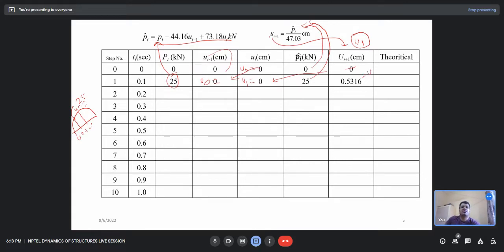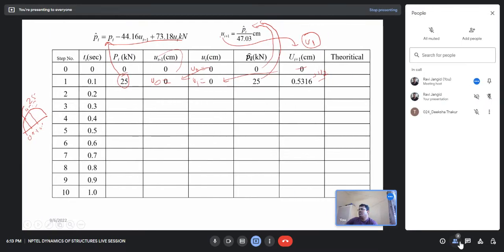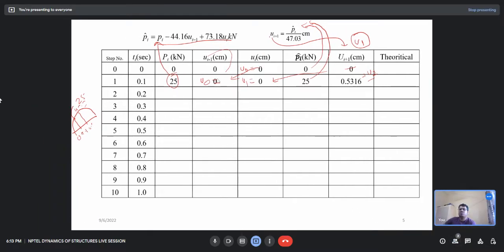Any doubt up to this point? Anyone? Let's say any doubt? Do you have any doubt? Anyone? If not, then let us discuss the next step.